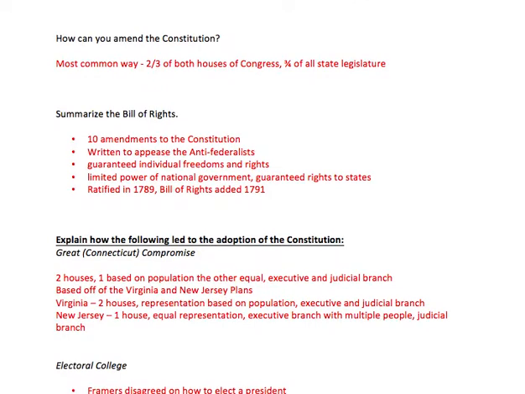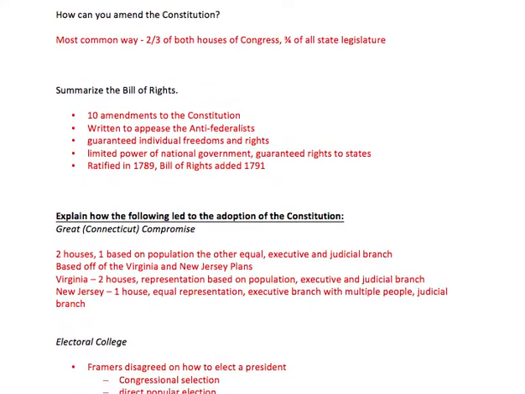Your Bill of Rights, your first 10 amendments to the Constitution, guaranteed freedoms and rights of the individual, limited some of the power of the national government, gave them a little bit more power to the states.